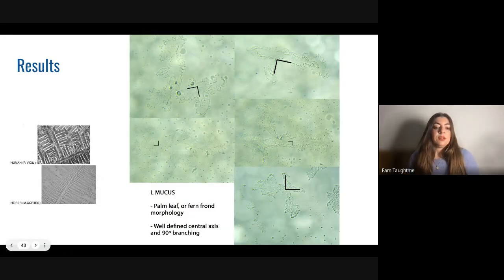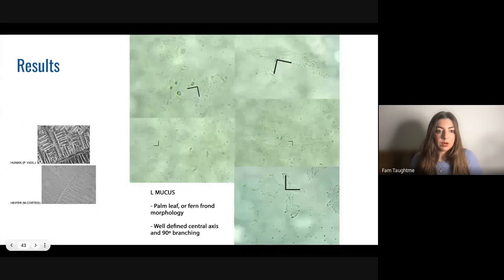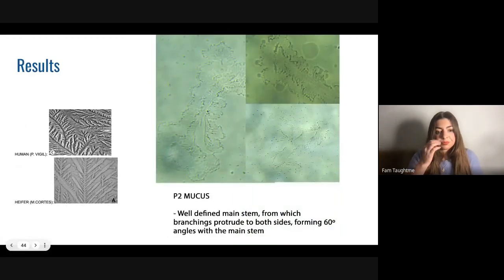And then we have the results. The first thing that I tried to do here was to look at the existing categories and look for the angles that they were talking about and the shapes that they were talking about. So for the L mucus, I looked for the 90-degree angle present in some of the mucus forms. And if you look at how amorphous most of the forms are, it was really interesting to see this perfect 90-degree angle in certain places.